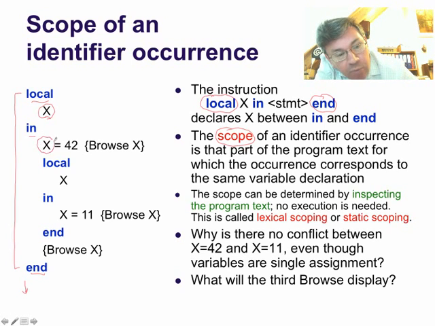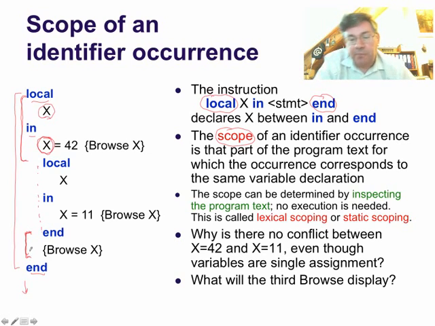So for example, the scope of this x here is the part of the program that starts from the local and ends here. Here we have another local, but that's another declaration. So the scope ends here, there's a hole in it, and it continues here. So the scope of this occurrence of x is two separate parts taken together, this part and this part. Okay? The scope of an identifier occurrence can be determined by inspecting the program text. We do not need to execute. So this is called lexical scoping or static scoping.